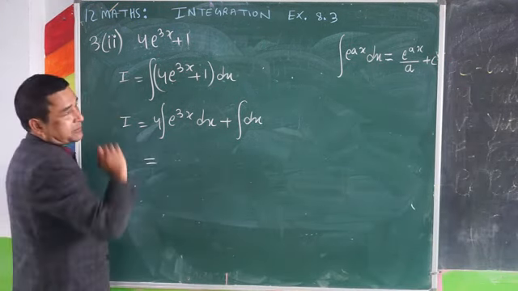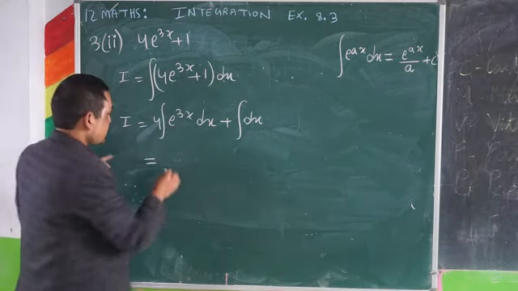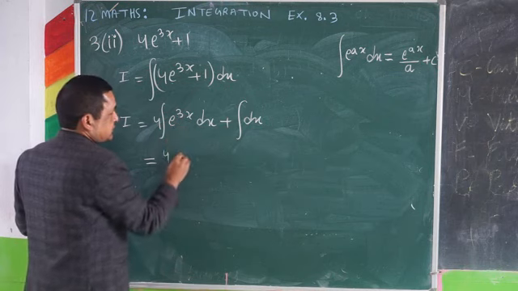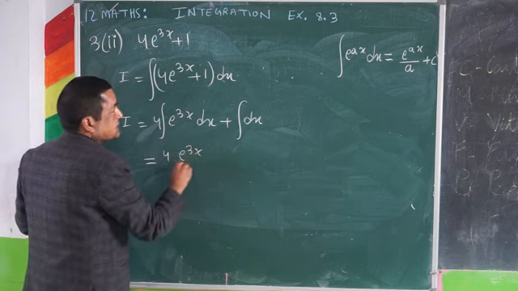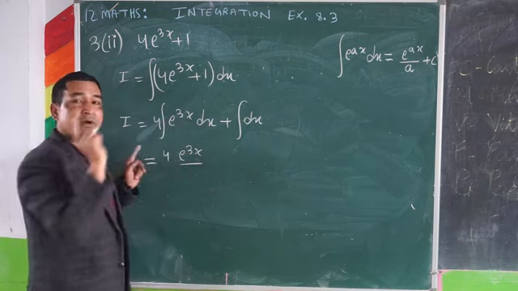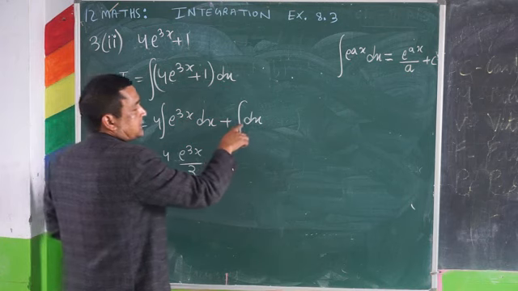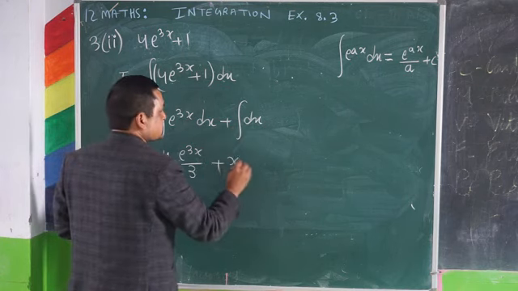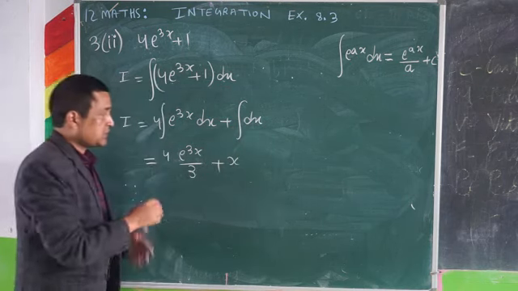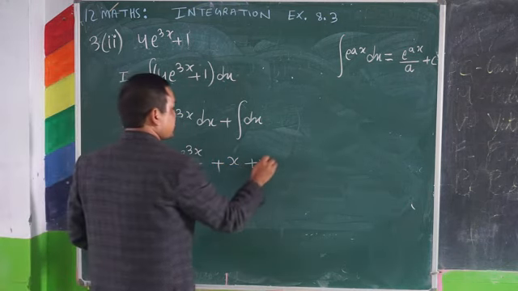Now from this formula, we can write the integration of these terms. 4 and the integration of e to the power 3x is e to the power 3x divided by a, and in place of a we have 3, so divided by 3. Then plus the integration of dx is x. This way you place the antiderivative, plus c.